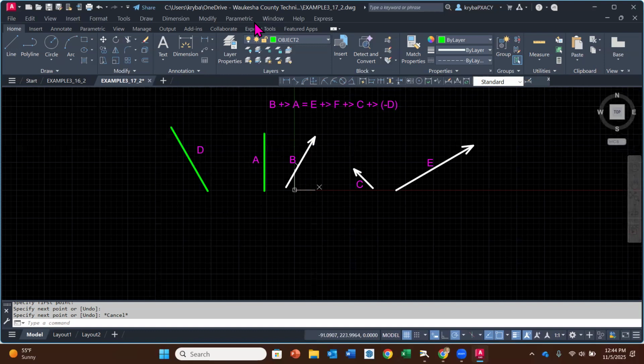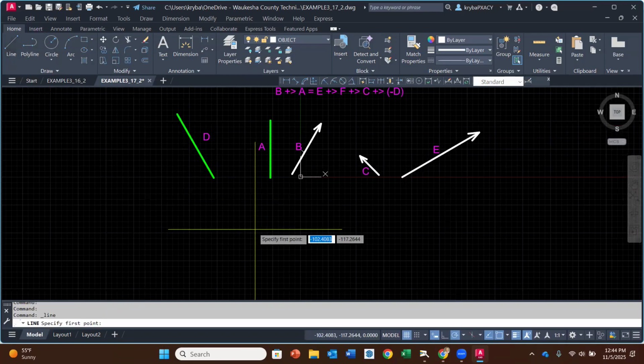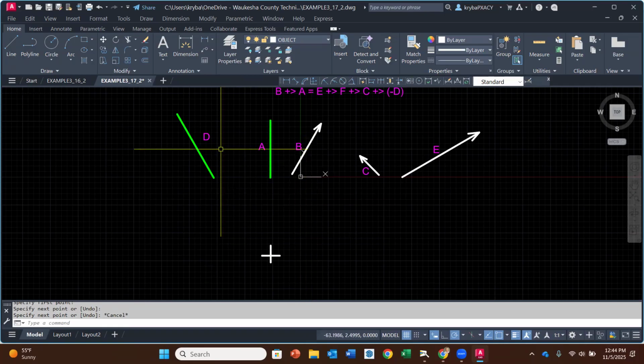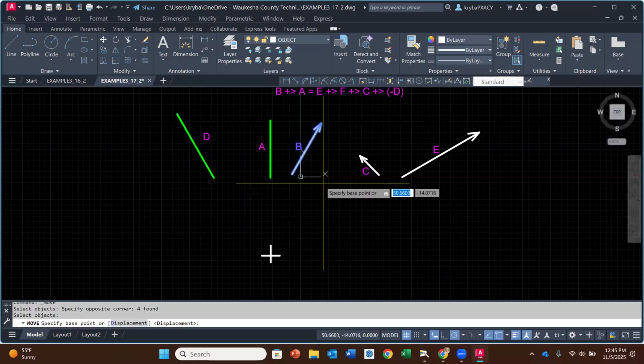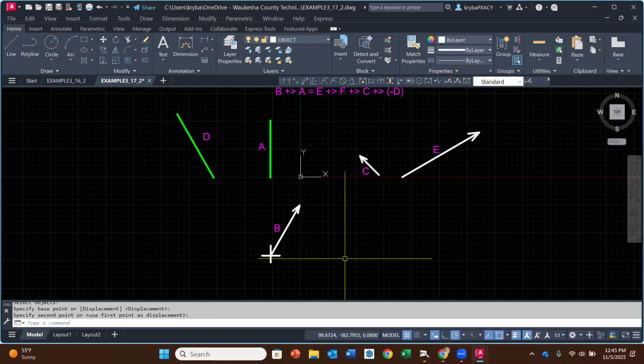So we need to establish our origin. I'm just going to go back to my object line and create my crosshairs, large enough so that when I do my screenshot, I'll be able to see it. So here's my origin, and I'm simply going to move vector B so that its tail is at the intersection of that origin. Okay.